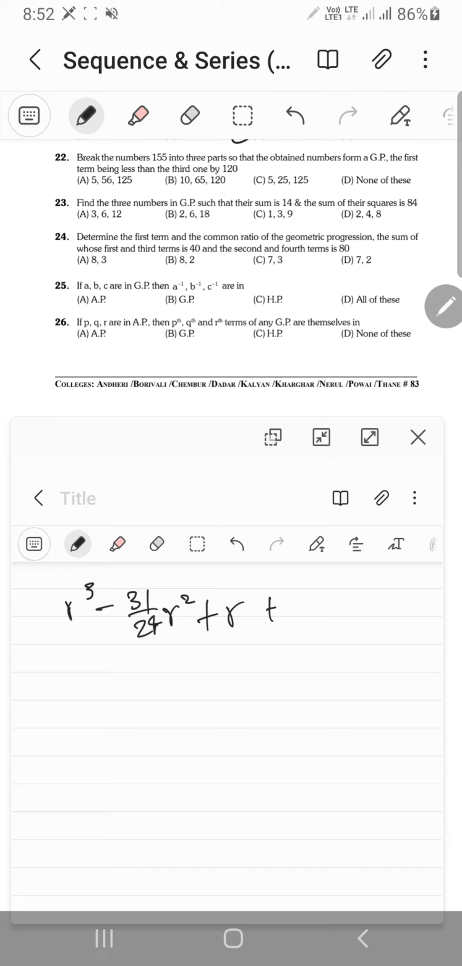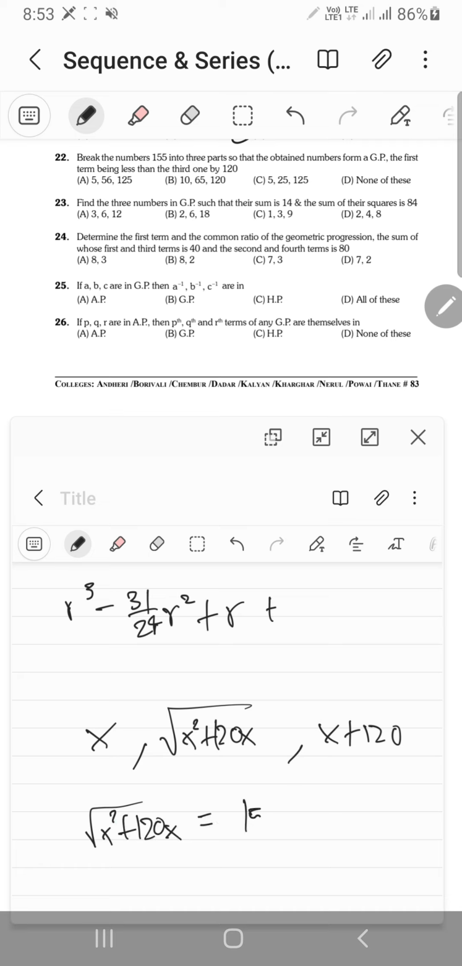Into 3 parts so that the numbers form a GP. Okay, think. How would the numbers form a GP? And the difference must be 120. Just say the first term is x, then this will be x plus 120, and this is, I don't know, square root of x squared plus 120x, something like that. And all of these add up to 155. So square root of x squared plus 120x equals 155 minus these two, so minus 120 minus 2x.